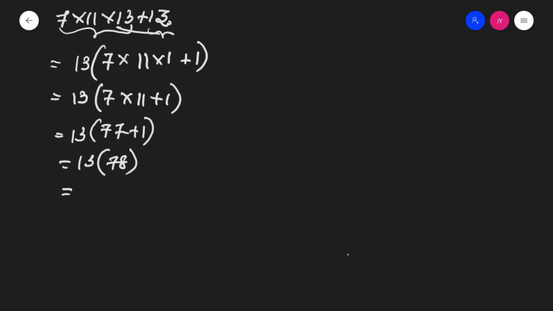Now 13 is a prime number, so let us leave it like that. Let's write 78 as a product of primes. 78 is an even number, so 2 39s are 78. Next 39, it will not go in the 2 table, so the 3 table.